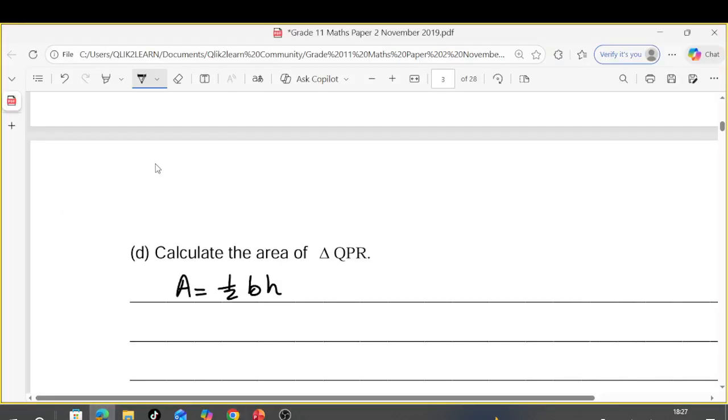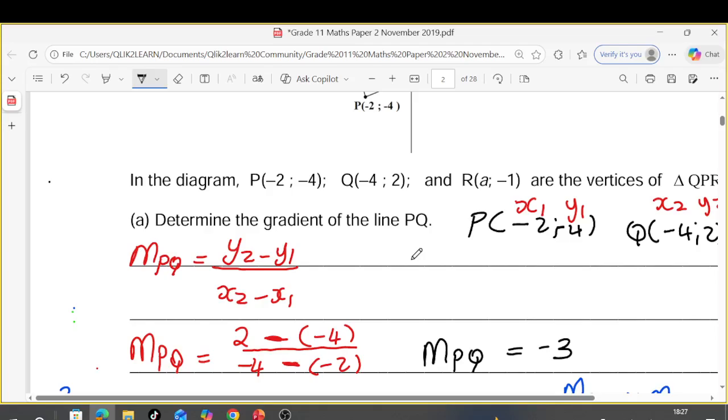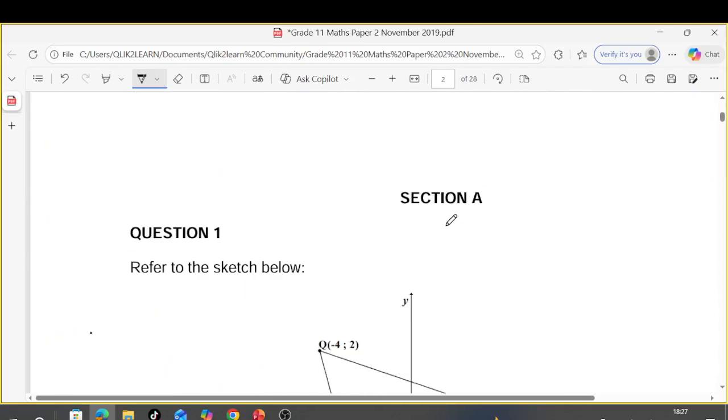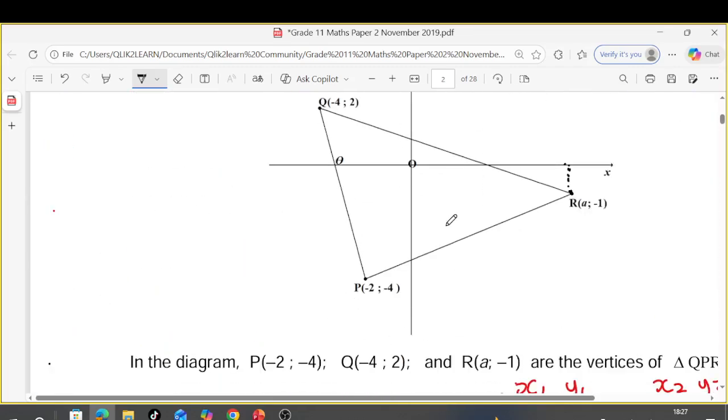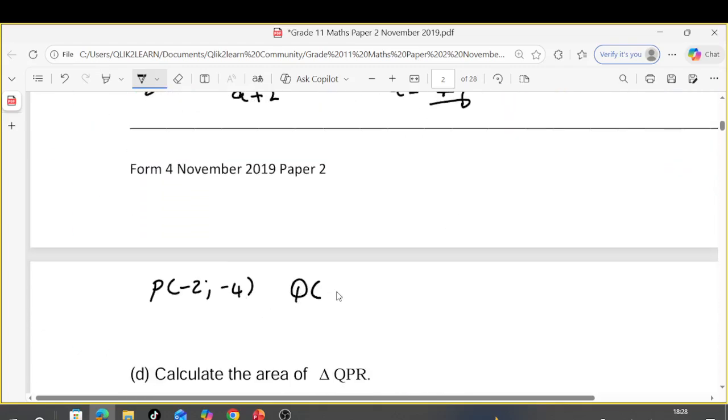So I'm going to write the coordinates of P here. What was P? We were given P as (-2; -4). And what are the coordinates of R? Let me quickly check here. It was Q (-4; 2). So let's find the distance of PQ. What is the distance of PQ equal to?